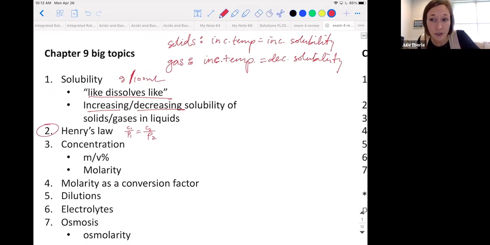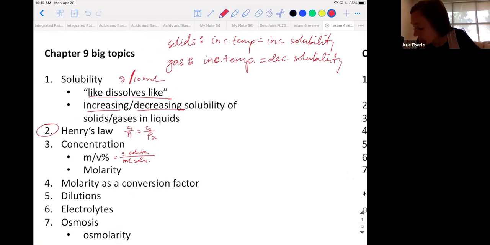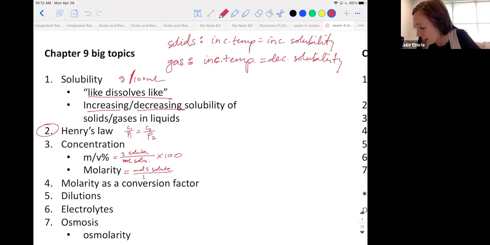We looked at units of concentration, mass volume percent, which is grams of solute per milliliter of solution, times 100. Sorry, my handwriting is all over the place today. Molarity is moles of solute divided by liters of solution. And you can actually convert between these two. If I give you a percent and I say, what's the molarity? We're going to work a problem like that. Convert grams to moles, then you convert the milliliters to liters, and then you solve for molarity.